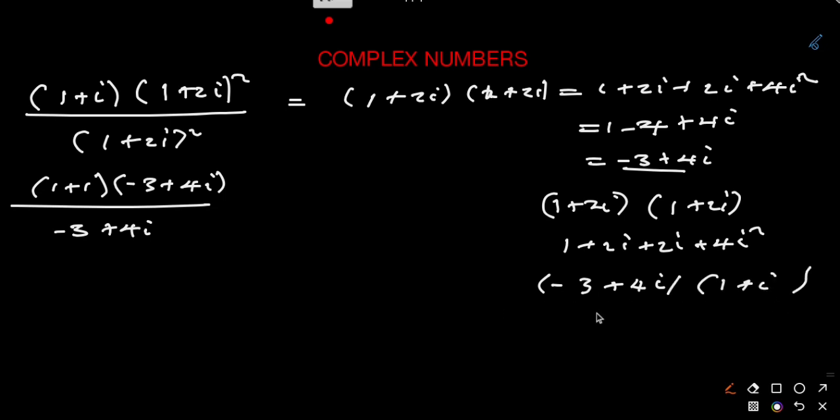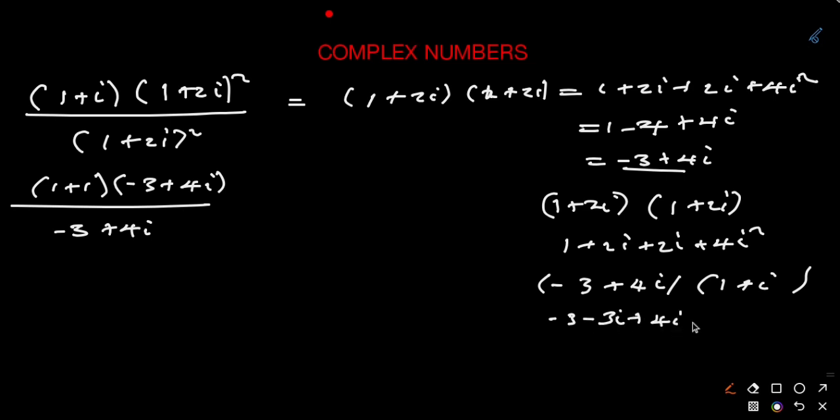So if I multiply here, I'm going to get negative 3, then negative 3i plus 4i plus 4i squared. Here I'm going to get negative 4. Here I'm having negative 4, so that is negative 7. Then here I'm going to get positive i. So that is what I have on top. So we have negative 7 plus i, then divided by negative 3 plus 4i.